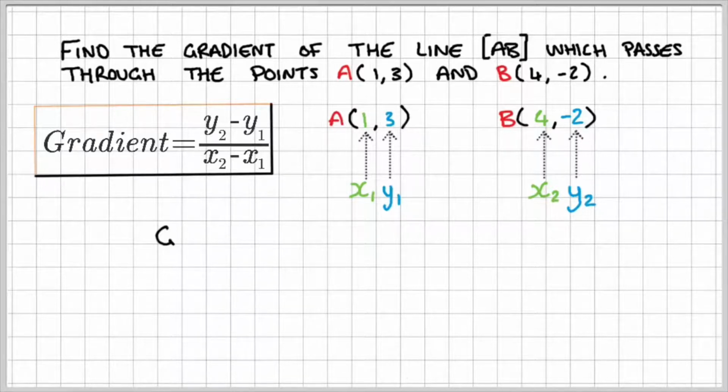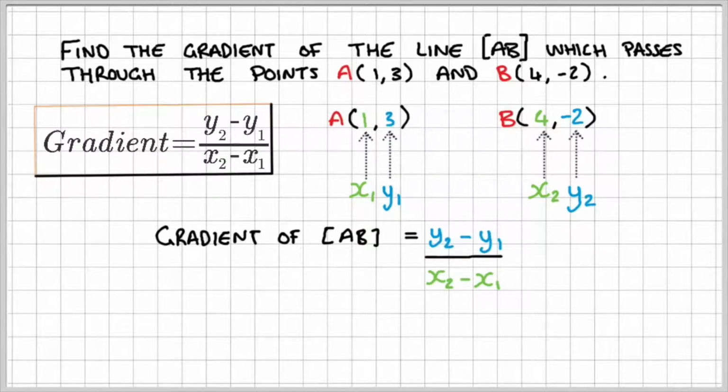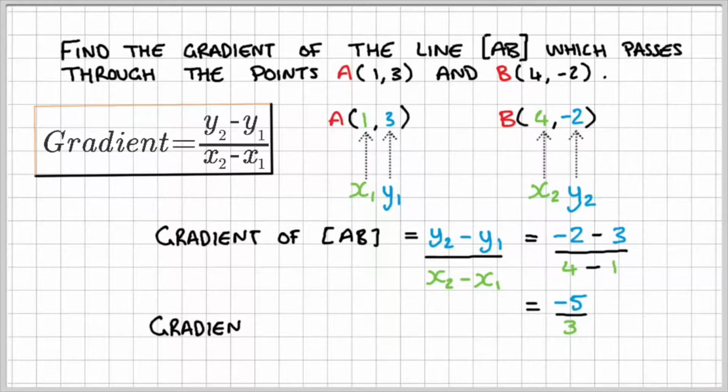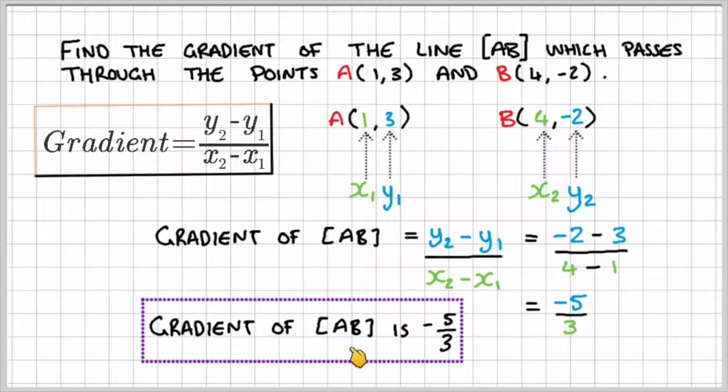Now we're going to substitute those values into the formula to find out the gradient of AB. So y2 minus y1, which is negative 2 minus 3, divided by x2 minus x1, which is 4 minus 1, which gives us negative 5 over 3. So therefore, the gradient of line AB is negative 5/3.